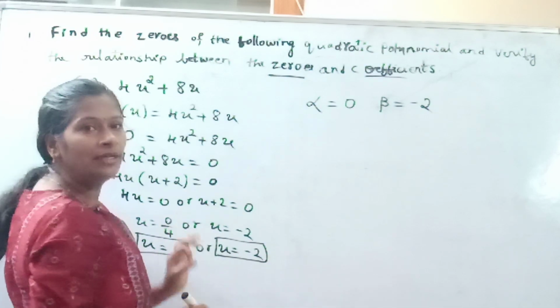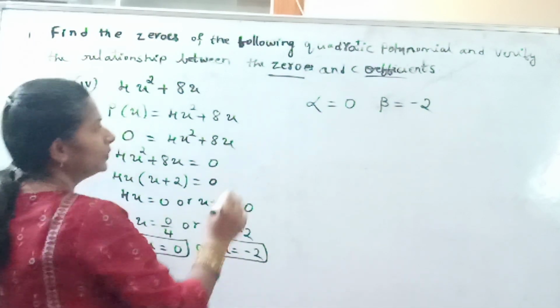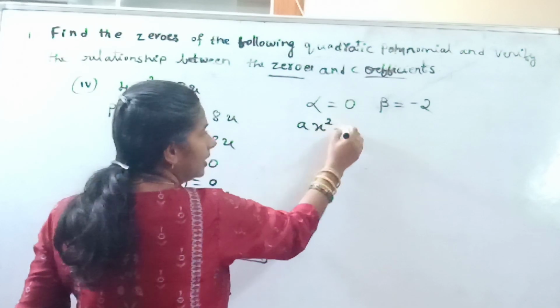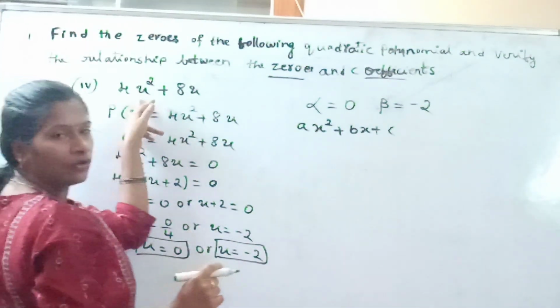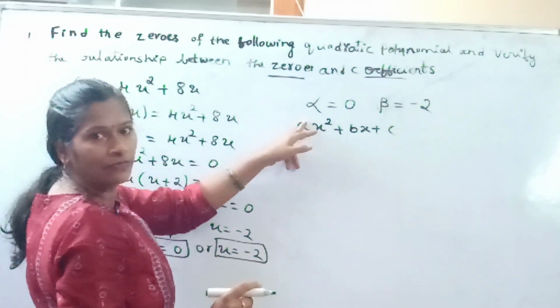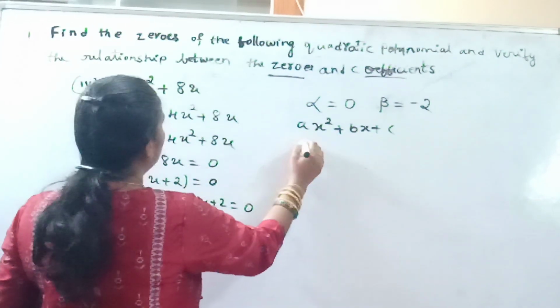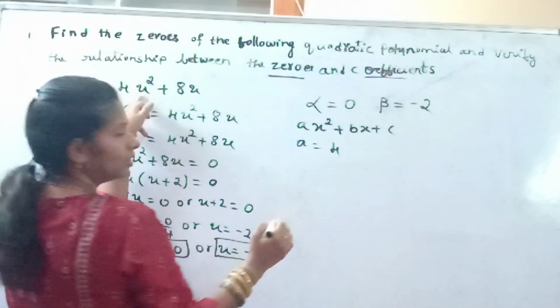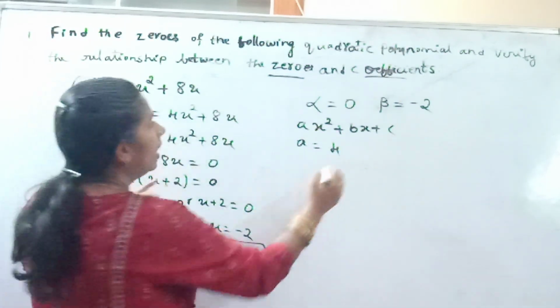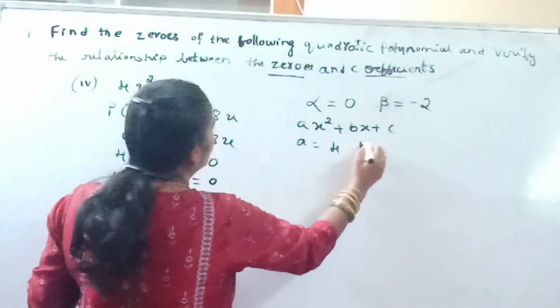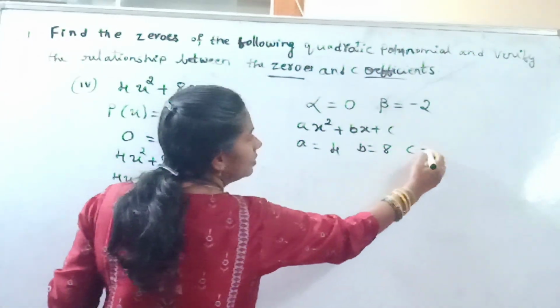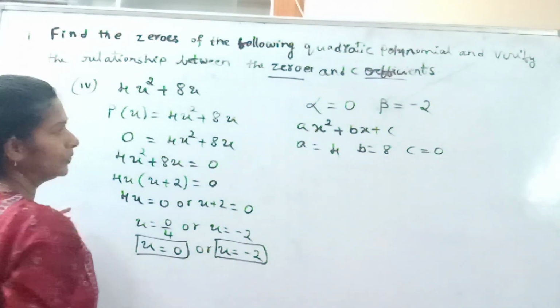So we know that the standard form of a quadratic polynomial is ax square plus bx plus c. By comparing the given quadratic polynomial with the standard form, we get a is equal to the coefficient of u square, which is 4, and b value is the coefficient of u, that is 8, and the constant is 0.